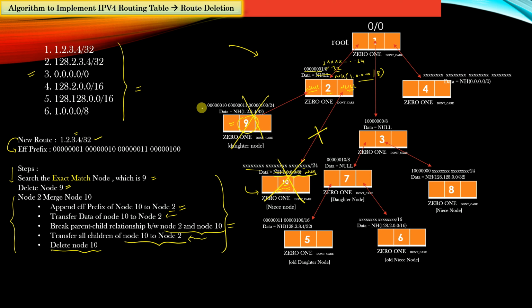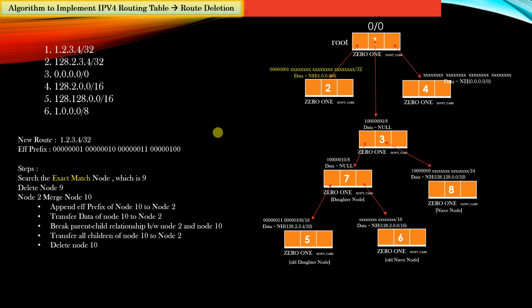Now you must be very eager to see what the final mTry data structure looks like when the route 1.2.3.4 has been deleted. You can see that deletion of a route from the mTry resulted in the deletion of two nodes from the data structure, in this case the node number 9 and the node number 10. So the final mTry data structure would look something like this. You can see that the effective prefix of the node 2 has now grown from just prefix length 8 to full prefix length 32, because this portion of the effective prefix is coming from the node number 10, which has been merged into the node 2.